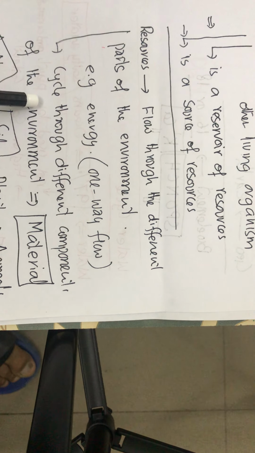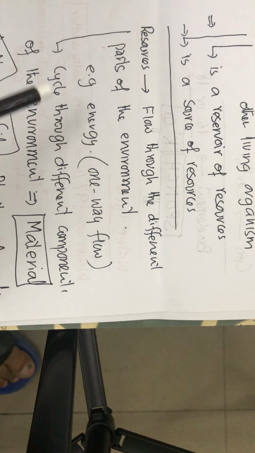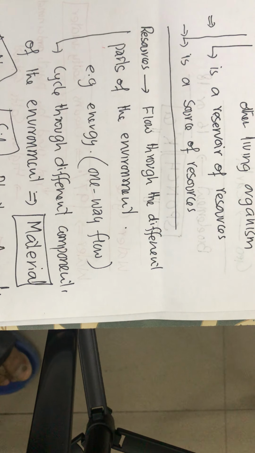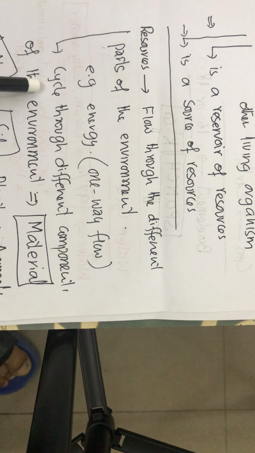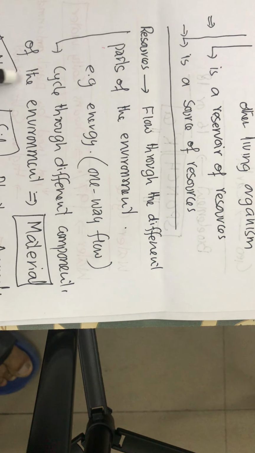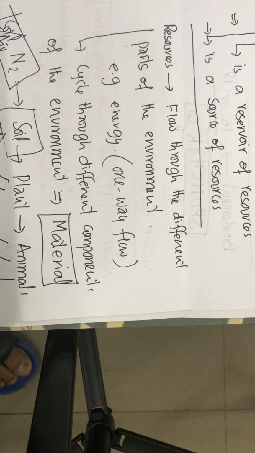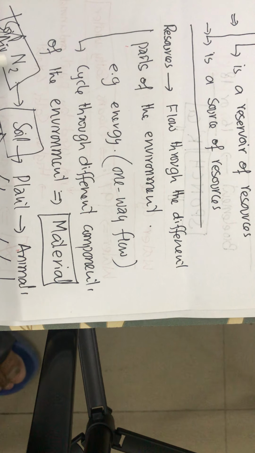The other ones are the material things, for example nitrogen, water, carbon dioxide, sulfur. These are known as the material form of the resources, and that material form of the resources is cycling through different components of the environment. Again, I'm giving you an example you have already gone through in much detail. Nitrogen is present in the atmosphere, that comes to the soil.